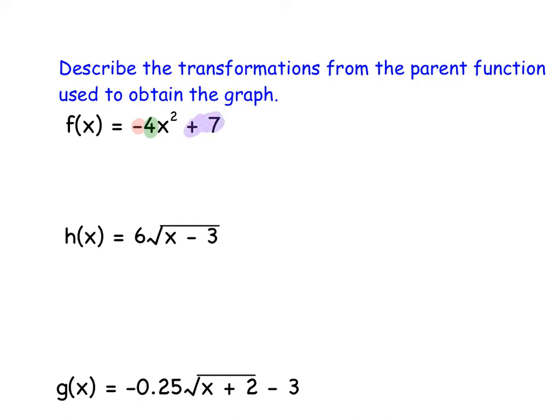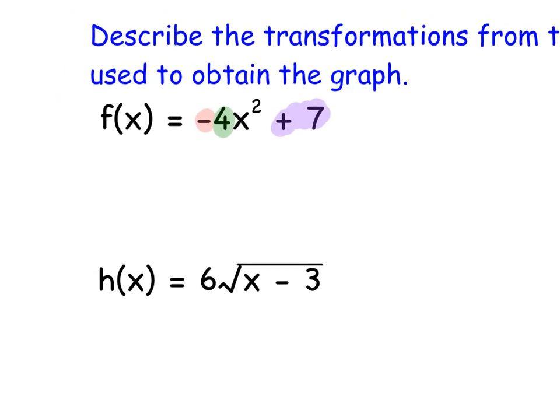So just kind of highlighting things and saying, well, what's each one going to do? And so that negative, if you want to kind of make notes, that's a reflection. The 4, that's bigger than 1, so that's a stretch. And then I'll formalize that later. And then here we have this after the square, not inside the parentheses, not inside the radical. That's more up and down, and we trust that. So it'll be an up 7.